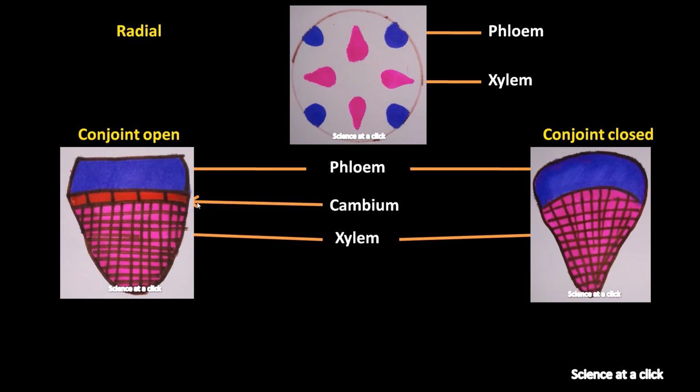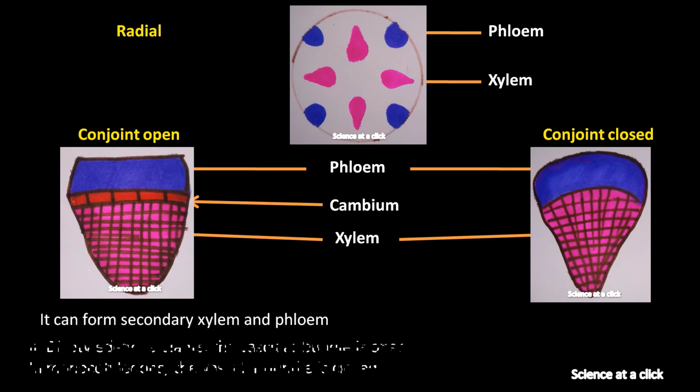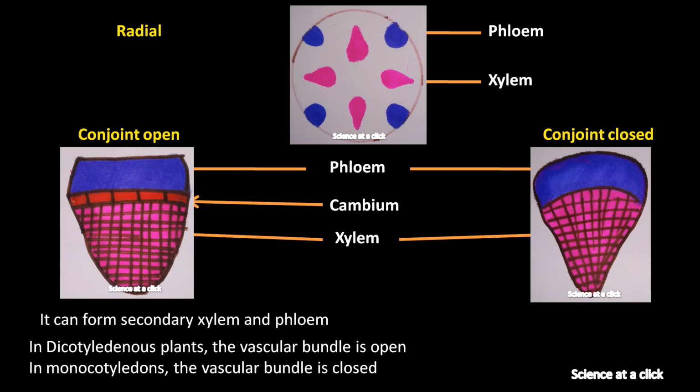Also, there is this red color which is the cambium, as cambium is observed in the conjoined open type, and the function of cambium is to form secondary phloem and xylem. Such kinds of arrangements are found in dicotyledonous plants, that is, they have their vascular bundle open, but in monocots it is closed.